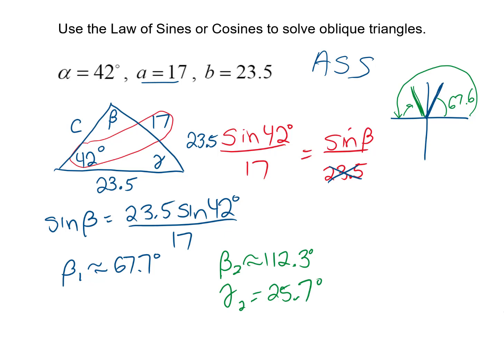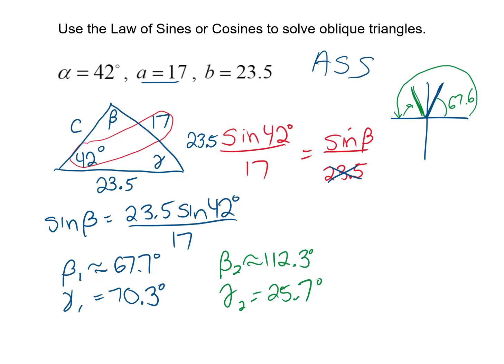Now let's go back over here. Since we know there's another triangle, we found that second gamma, but let's find the first gamma. So I'm going to do 180 minus the 42 that's in there minus the 67.7 that I got, and that would be 70.3 degrees. So I do have two triangles, and now I have all of the angles in both triangles, but I need to find the sides.